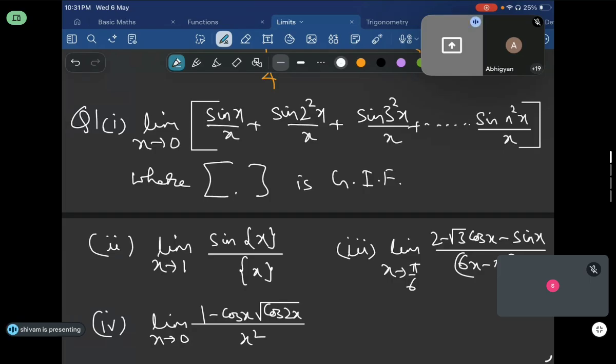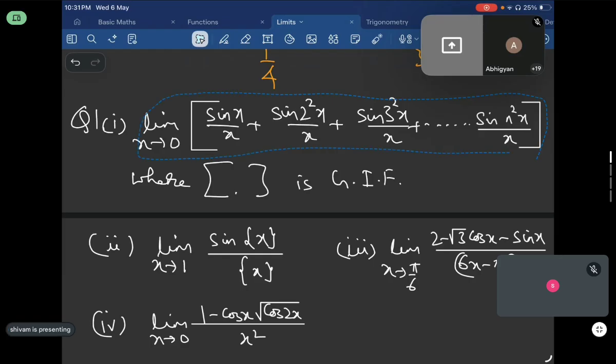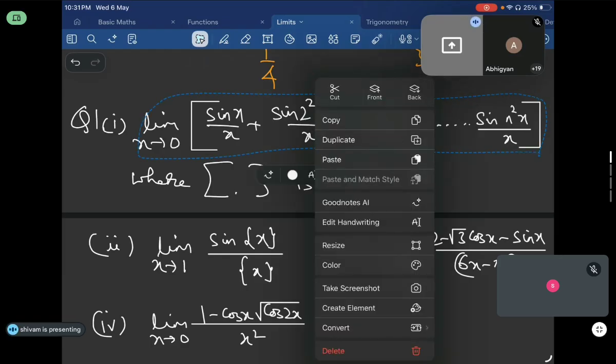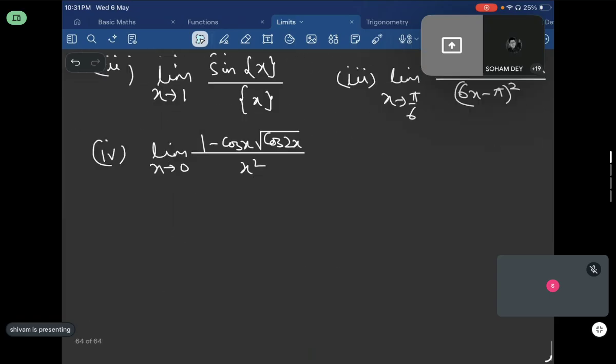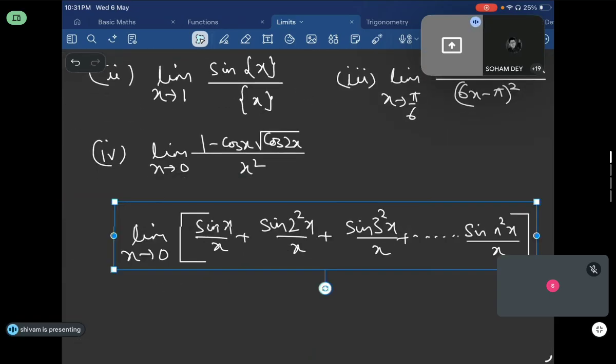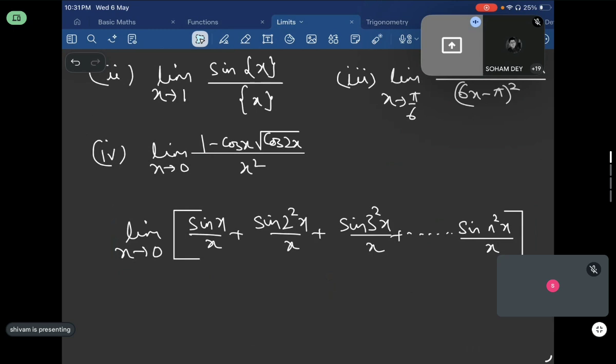Okay, everyone pay attention. Part 1. Limit x tends to 0, box of sin x by x plus box of sin 2 square x by x. Pay attention, everyone. Yes, tell me, Swam. Sir, is the part one answer a finite value or in terms of n? In terms of n. Okay, what happened, Swam?